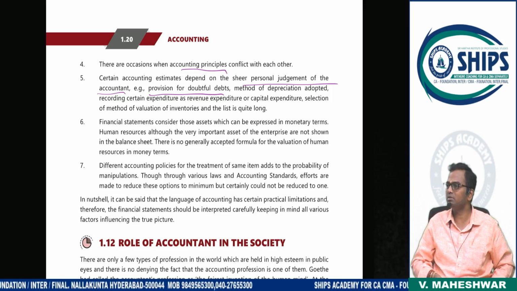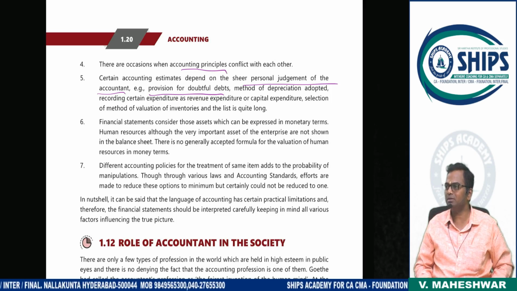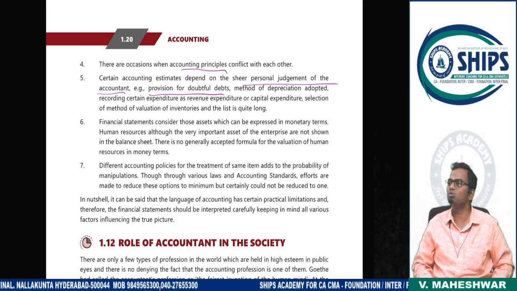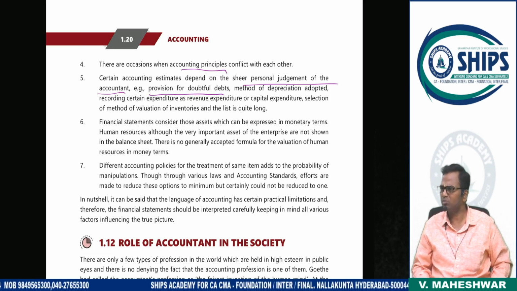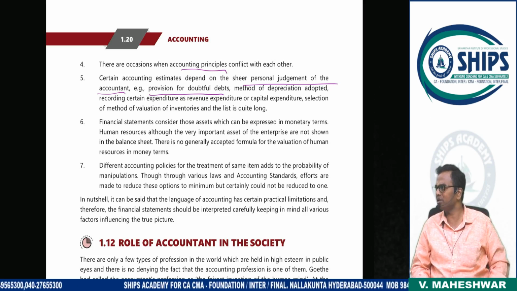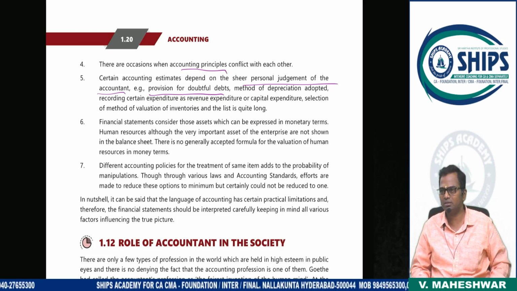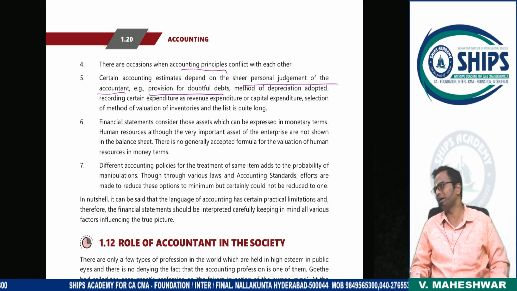We have three debts: good debts, bad debts, provision for doubtful debts. You show them in a balance sheet. Provision for bad debts, correct? How many debts are there? Three: good debts, bad debts, provision for bad debts.